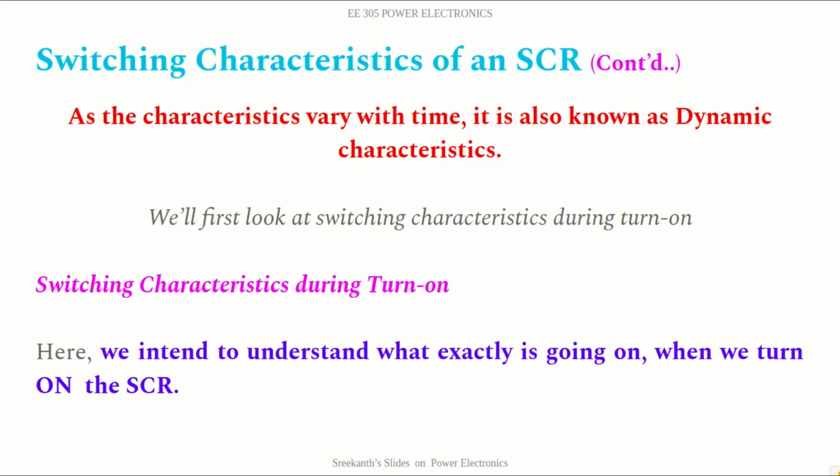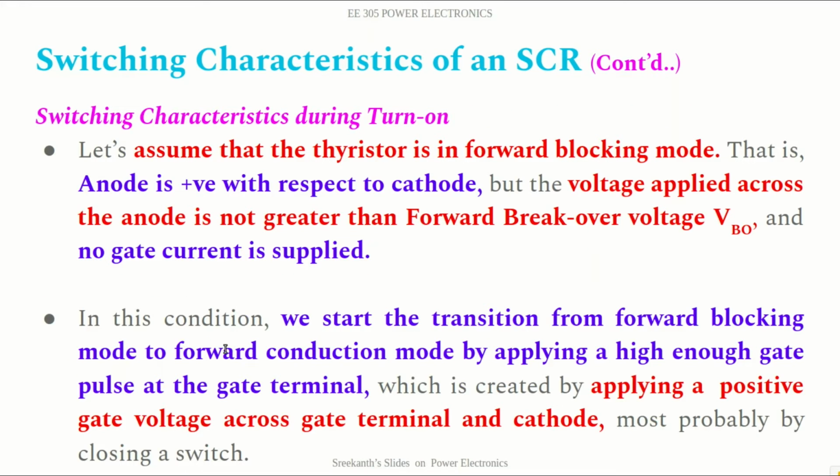Now, we'll first look at switching characteristics during turn on. Our aim while doing this is to understand what exactly is going on when we turn on the SCR. Let's assume that the thyristor is in forward blocking mode. What do we mean by that? Let's take a diagram to explain this in a better manner.